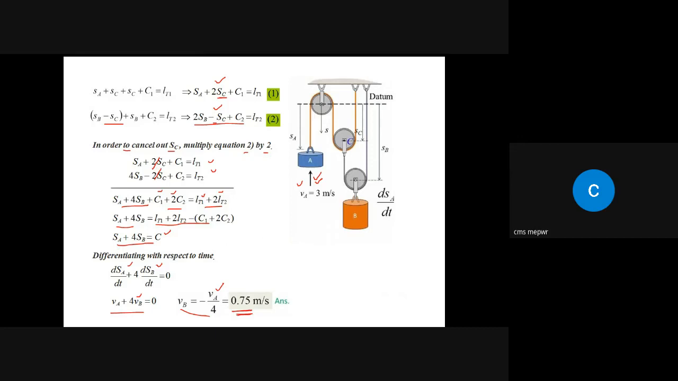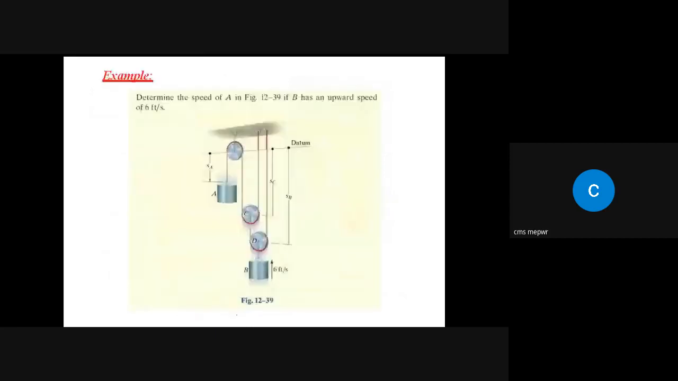Okay, so this is basically the end of question 1, or the end of this example. So what we studied in the previous slide, we have applied on this example. Now let's consider another example. This example is from your R.C. Hibbeler book, and in this what they are asking: determine the speed of A in figure 12-39. Again, it is from chapter 12. If B has an upward speed of 6 feet per second. Okay, so we are having this upward speed of B.